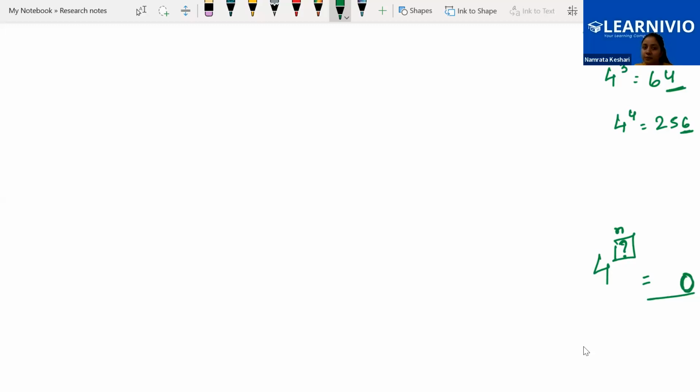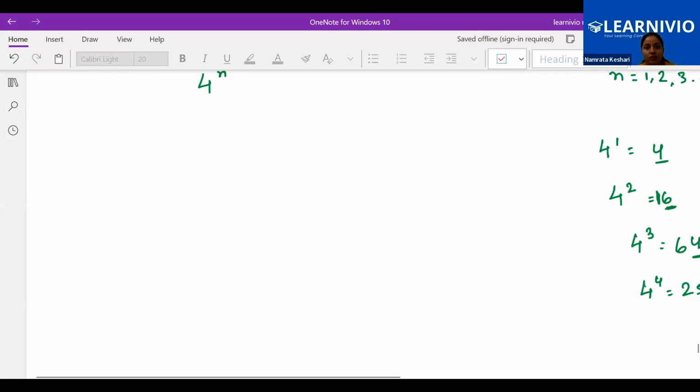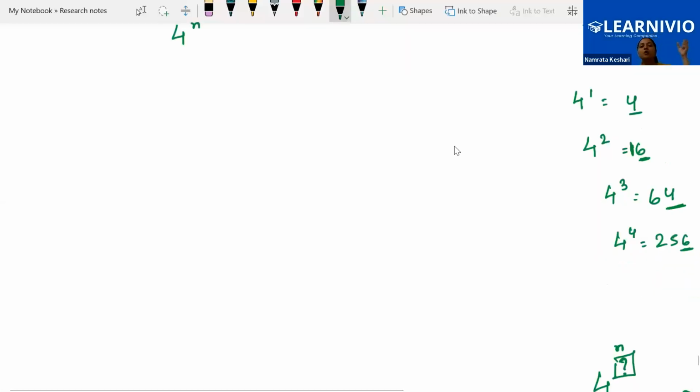Are you getting it? Everyone, are you getting it? Yes, ma'am. Okay, so here we have to search what is that exponent, what is that natural number sitting as an exponent of 4 that will generate a result whose end digit is 0.